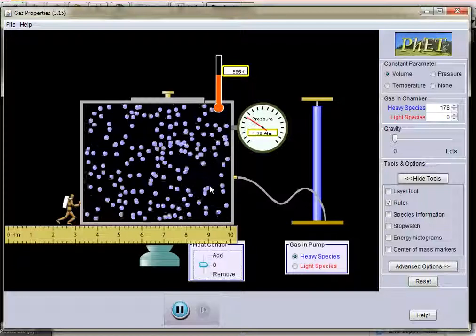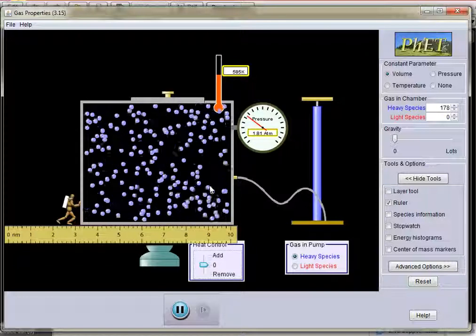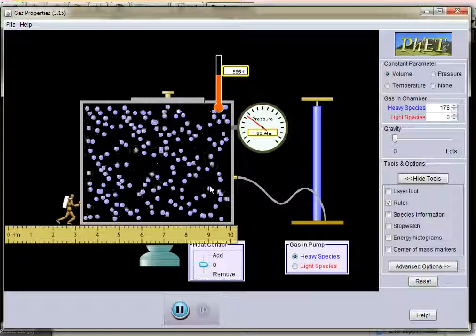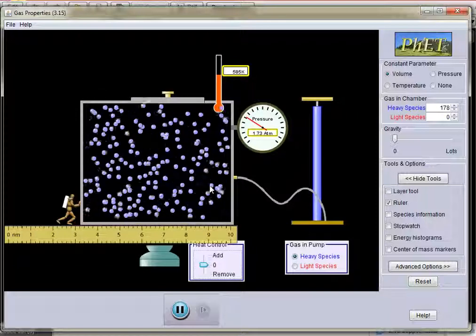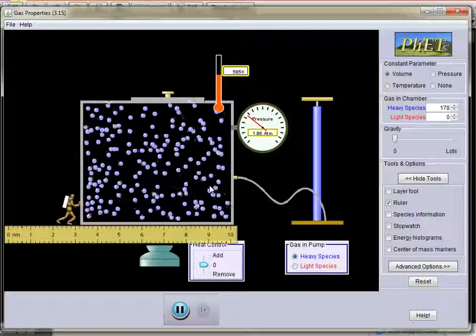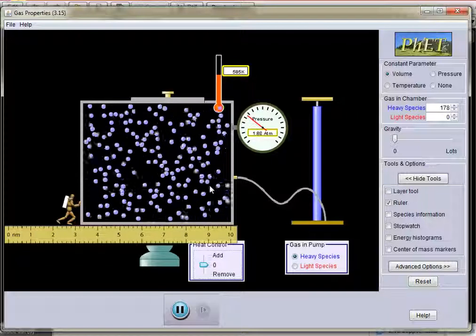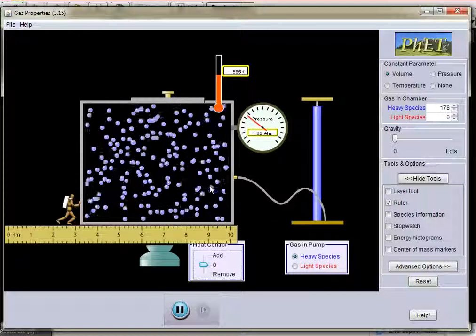No, this is Amontons' law. Okay, this is Amontons' law. When the quantity of the gas and the volume is constant, pressure is directly related to temperature. If you increase the temperature, pressure will increase. If you decrease the temperature, pressure would also decrease.